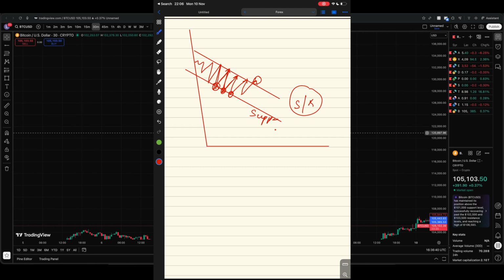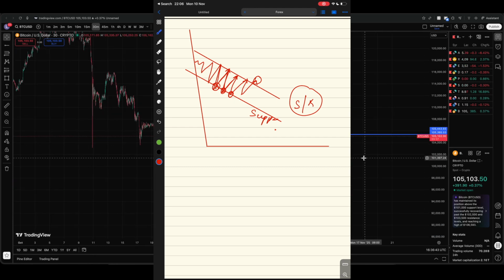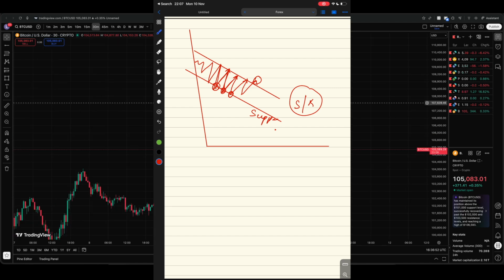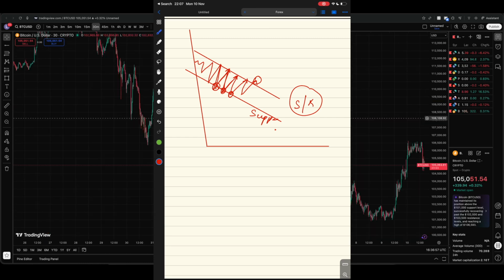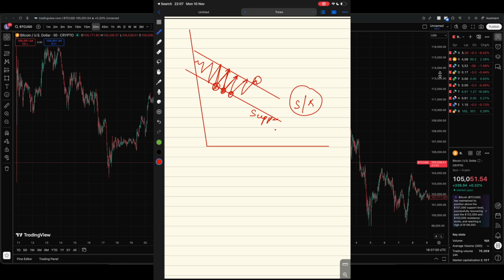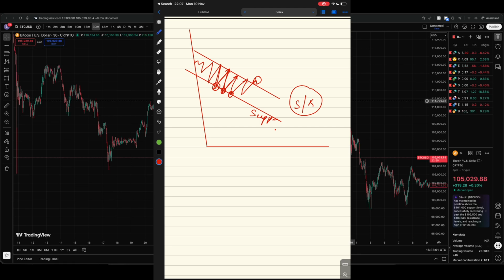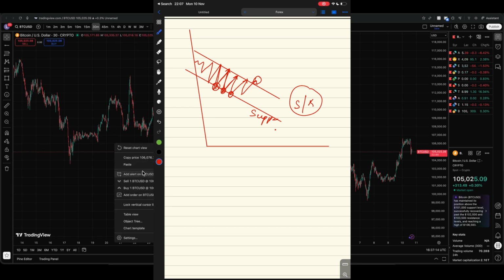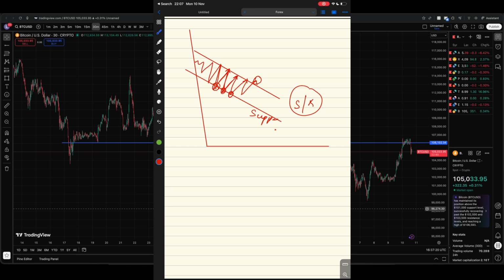Move to the 30 minutes time frame. Now we'll try to identify a support line and the resistance line. So here we can see a strong support line. So this is the strong support line.